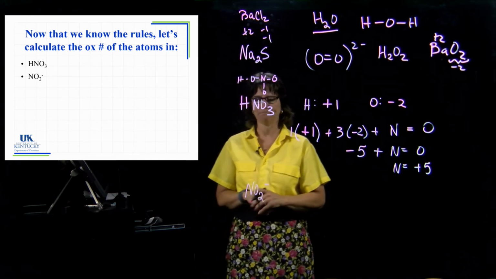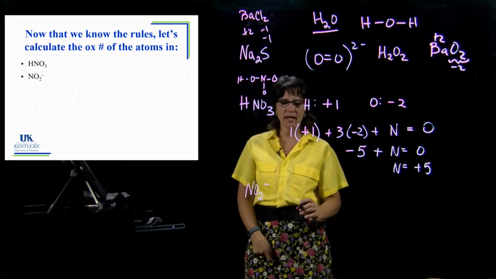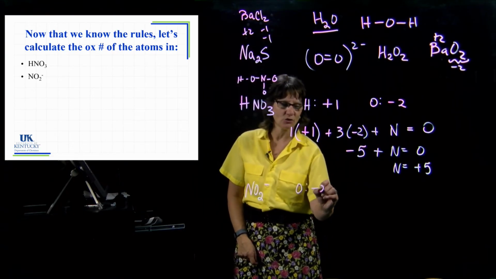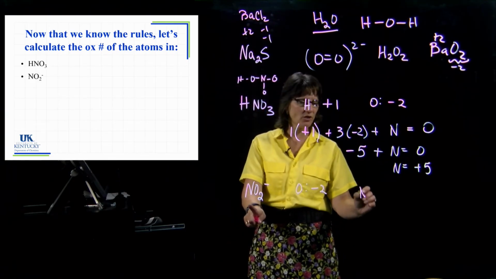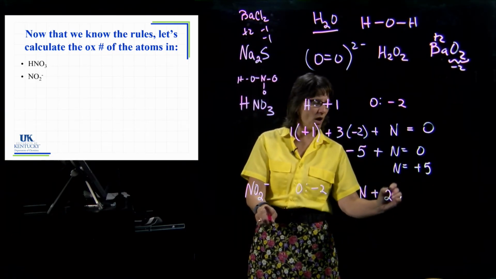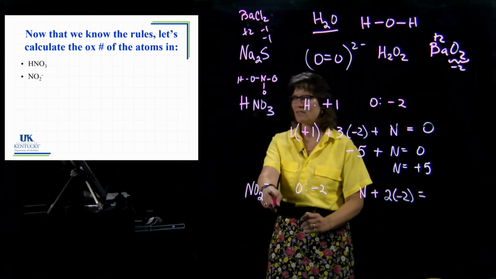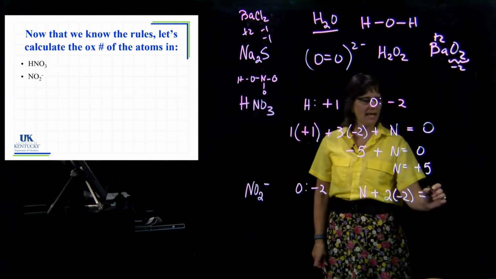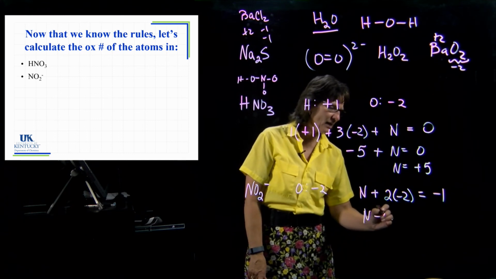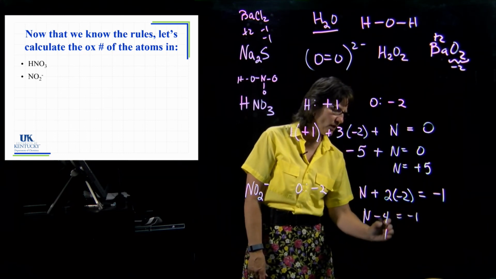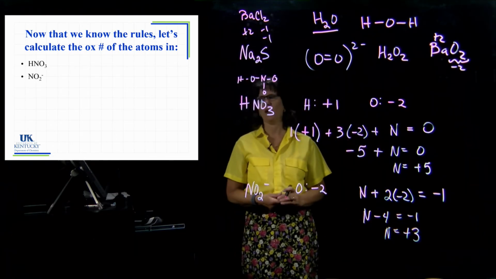NO2 minus. All right, so we have NO2 minus, we have oxygen in there, and we have a rule for oxygen, it's a -2. And then we have to figure out nitrogen, and we know this: whatever nitrogen is, plus the 2 oxygens, which are both -2, have to add up to the overall charge. Well, in this case, the overall charge is not 0, but a -1. So we put a -1 there. So whatever nitrogen is, plus -4 is equal to a -1, so nitrogen is equal to a +3. So in this case, it has a +3 oxidation number.